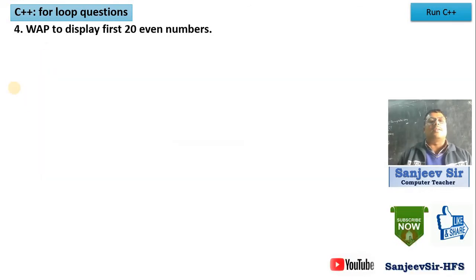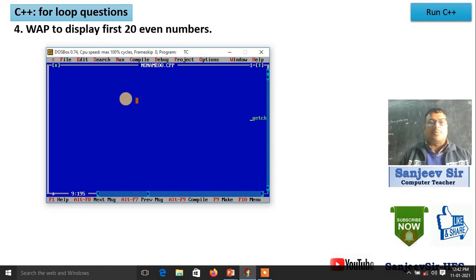The next question is question number 4. We have to display the first 20 even numbers. So what will we do? We will write here that we have to display 20 even numbers.